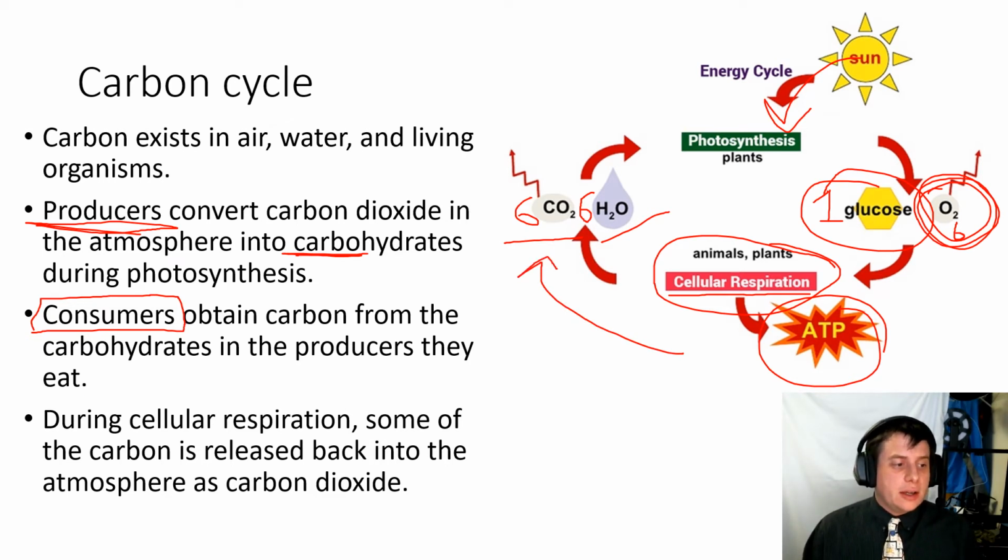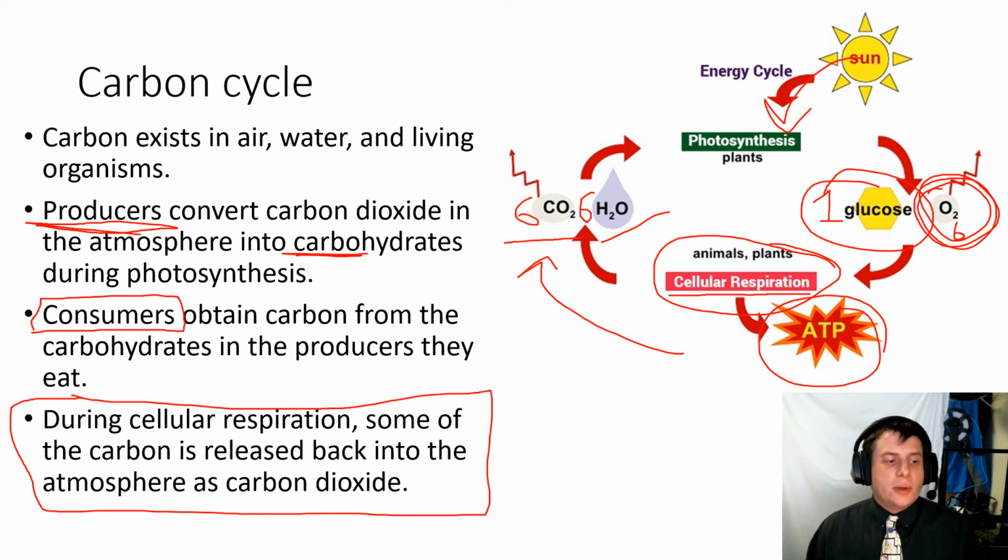So during cellular respiration, some of that energy is released as heat into our bodies, and some of that carbon is released back into the atmosphere as carbon dioxide. We'll also take some of that carbon and rearrange it and turn it into other stuff, and we'll use that to build the tissues in our body, build fats and lipids and muscle and all kinds of stuff like that.